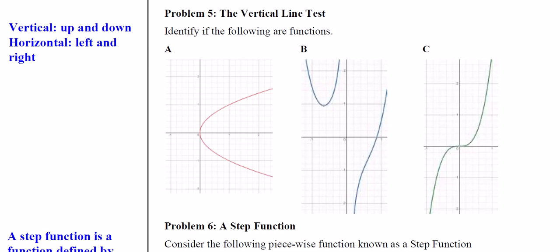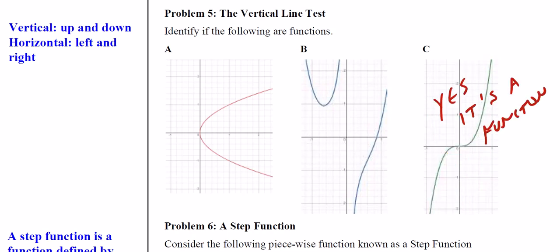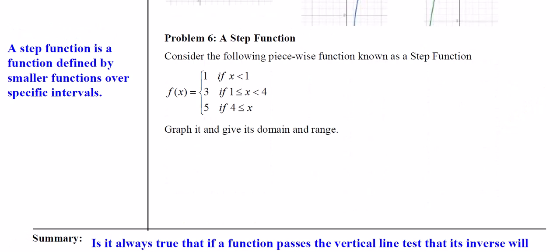So the answer to this question is, is B a function? Yes, because it passed the test. So again, we're just drawing a line up and down. Graph C, I just drew a bunch of lines up and down, and no matter what, they only hit once. That means graph C is a function. So of all 3 of these that we just did, graph A is the only one that is not a function. Great job, everybody.